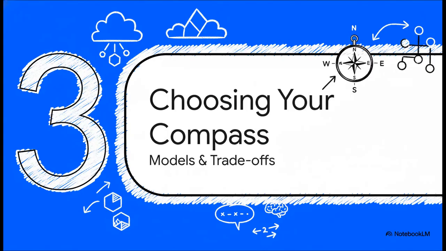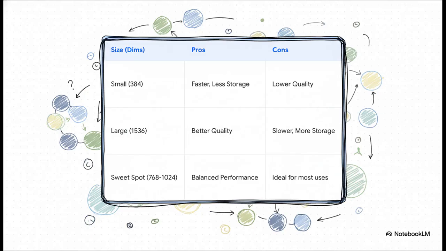All right, now that we've got the theory down, let's get a little more practical, because not all of these meaning maps are created equal. You have to choose your compass, and that means thinking about some really important trade-offs. One of the first choices you have to make is the number of dimensions, which is really just the size and complexity of your vectors.